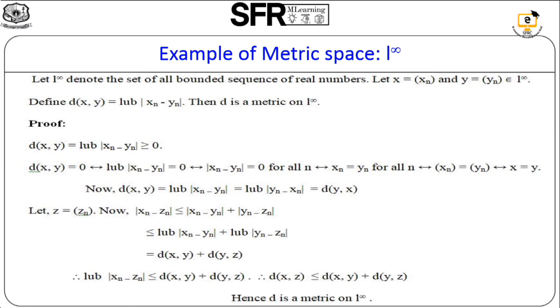So I need to prove the 4 conditions of a metric space: D of x comma y is greater than or equal to 0; it is unique, that is D of x comma y equals 0 if and only if x equals y; it is symmetric, that is D of x comma y equals D of y comma x; and the fourth one is the triangle inequality. And here I prove that D is a metric on L infinity.